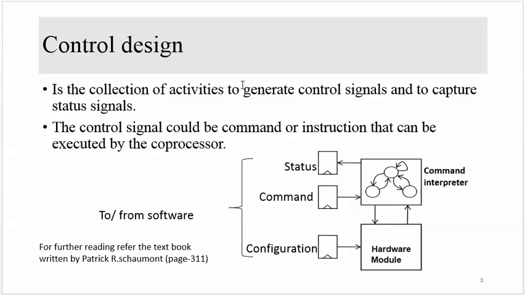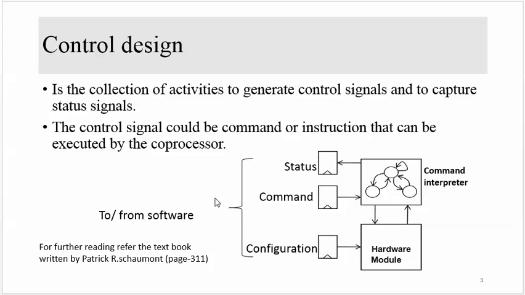Control design in a coprocessor is the collection of activities to generate a control signal and to capture a status signal. The slide shows the generic architecture to control a custom hardware module through software, which is shown on the right side of the slide. The command interpreter accepts commands from software and returns status information. It is the top-level controller in the coprocessor, and it communicates directly with software.